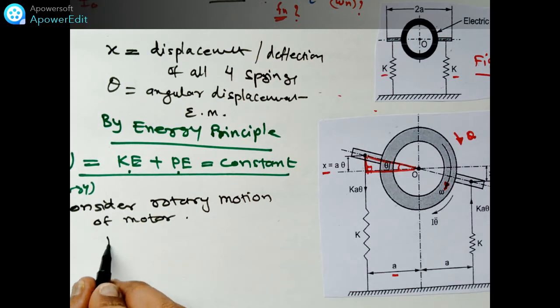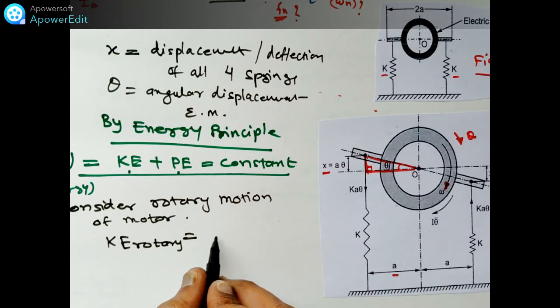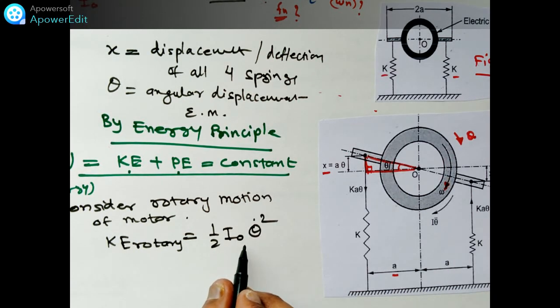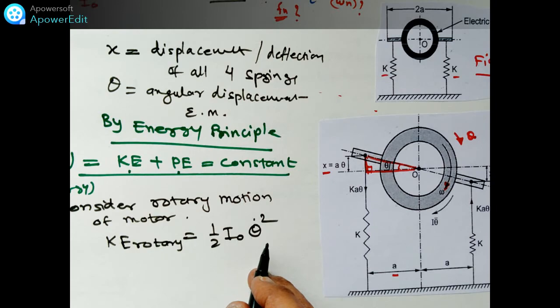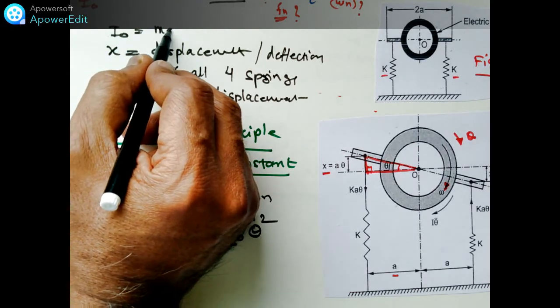So what will happen? This kinetic energy due to this rotary motion, I will find out that it is half into I0 into theta dot square. I0 is the mass moment of inertia. So half mv square, like this, half I0 theta dot square. I0 is what? This is the mass moment of inertia for this electric motor.